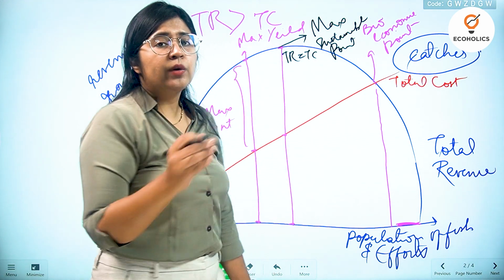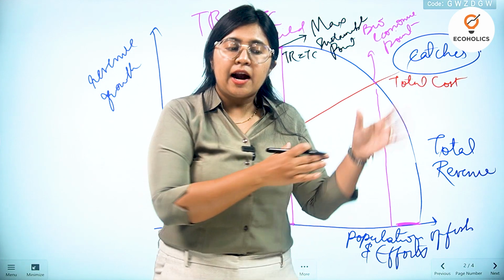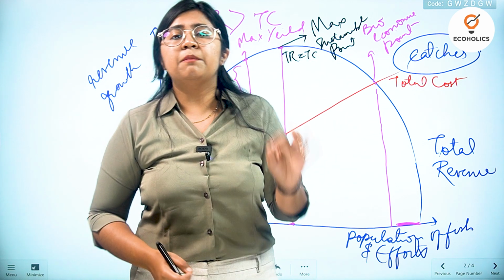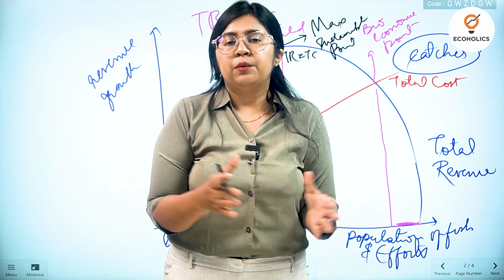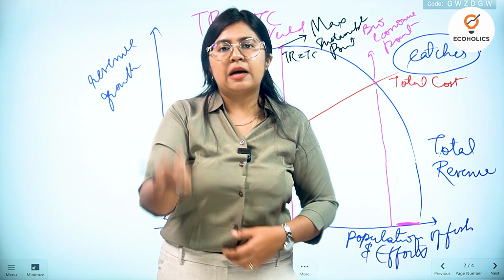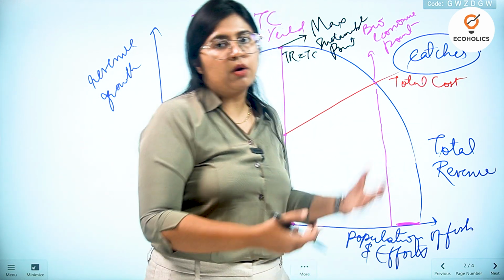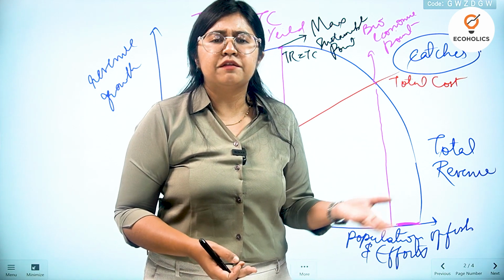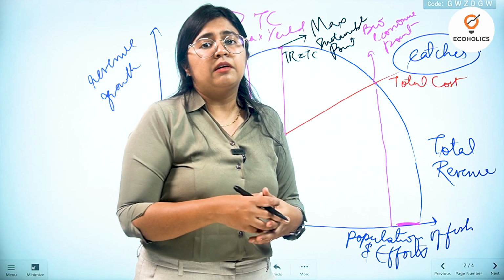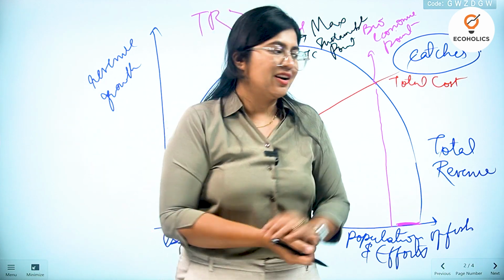This is the point which Gordon-Schaefer has introduced, and Gordon-Schaefer has said that this is a very, very important point to understand whenever we are looking at any open access resources. Now, fisheries are one example of open access resources. There are many other examples of open access resources where this model can be replicated. Gordon-Schaefer has specifically looked at fisheries, because that's something that is economically managed the most, and mismanaged the most.